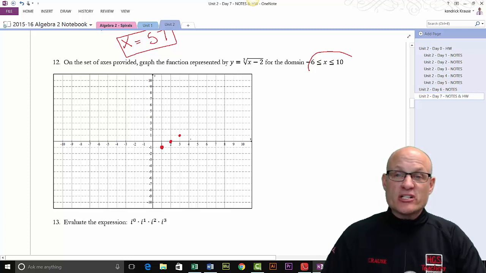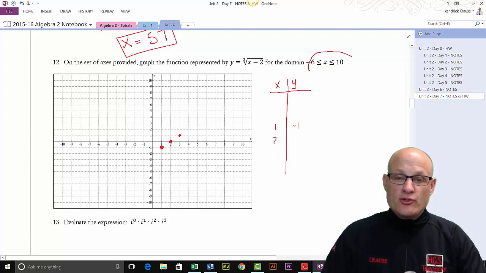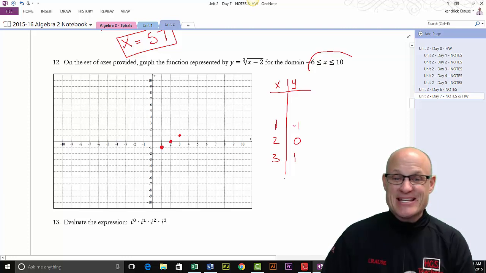Now, if I popped over to my table of values, I'd say x and y. Somewhere on there, it would say 1 is negative 1. 2 is 0. 3 is positive 1. Now, the one before that, I'm not sure about that one. Let's go this one. I need to get out to 8. So at 10, it would tell me my answer is 2.